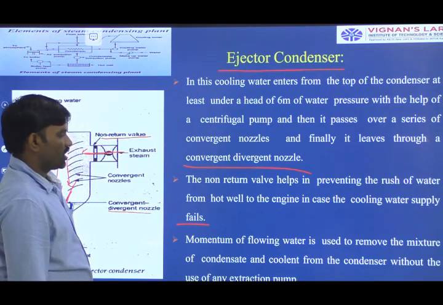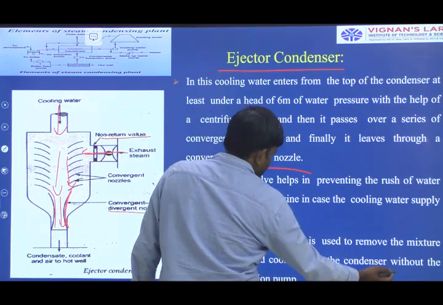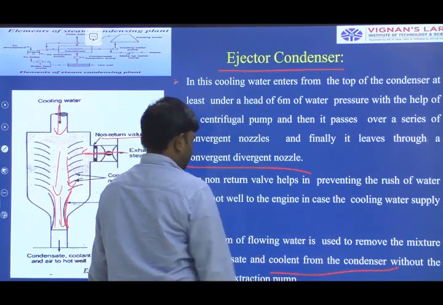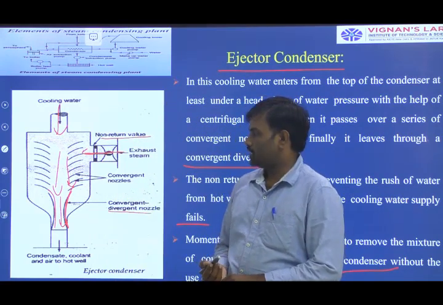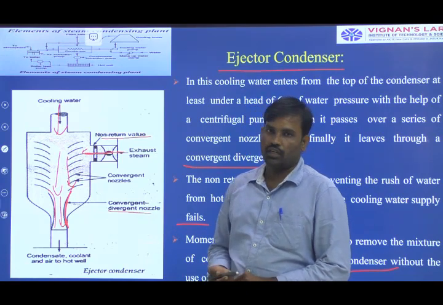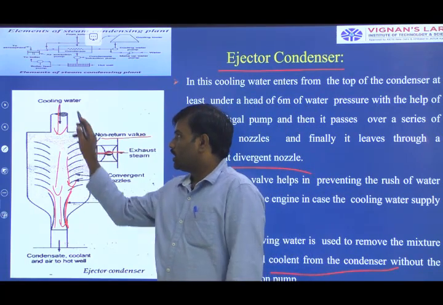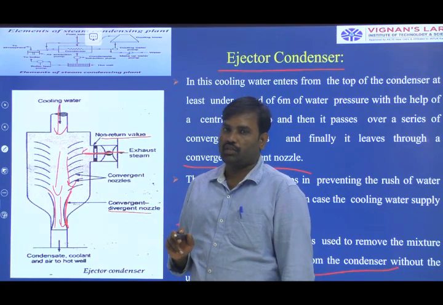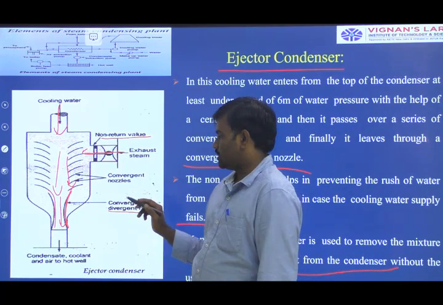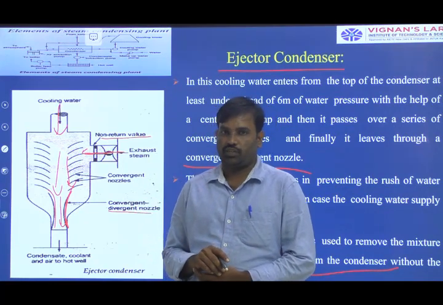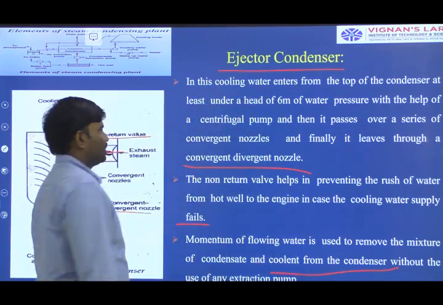The movement of the flowing water is used to remove the mixture of condensate and coolant from the condenser without the use of any extraction pump. In this case, ejector means it ejects. The flow of water itself ejects the condensate mixture from the condenser device. In the previous case we arranged the air extraction pump, but in this type of condenser, there is no need to arrange an air extraction pump. The flow of cooling water itself ejects the condensate mixture from the condenser section.